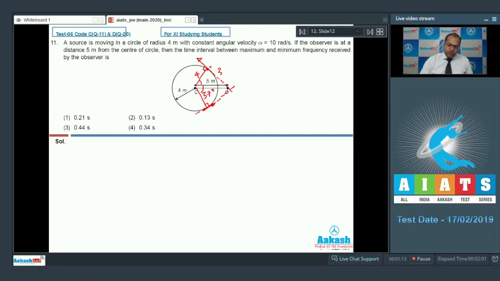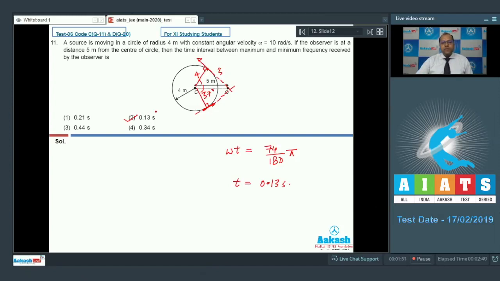So if the angular velocity is omega and time t is taken from this position to this position, then omega t is equal to the total angle, that is 74 degree, which is converted in radian as 74 divided by 180 into pi. The value of omega is given in the question as 10. If I substitute the value of omega and solve, the value of t comes out to be 0.13 second. So option 2 is the correct answer.